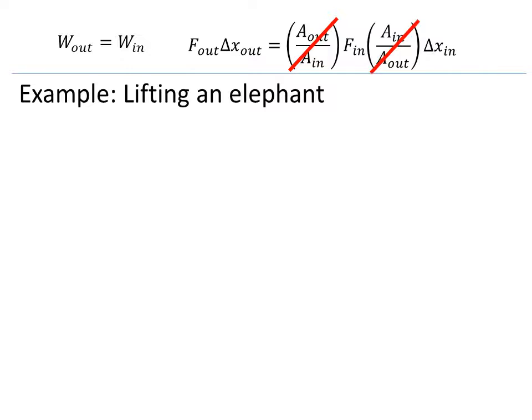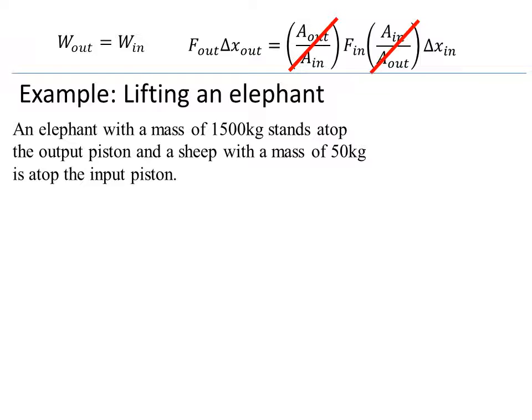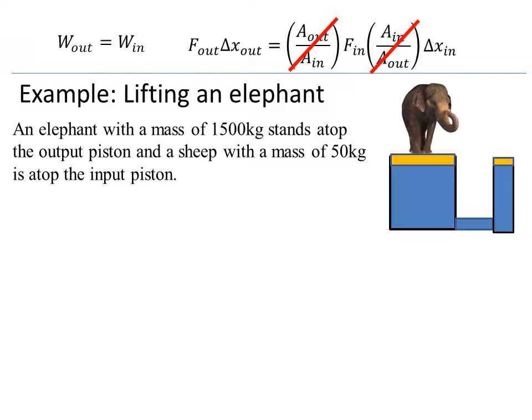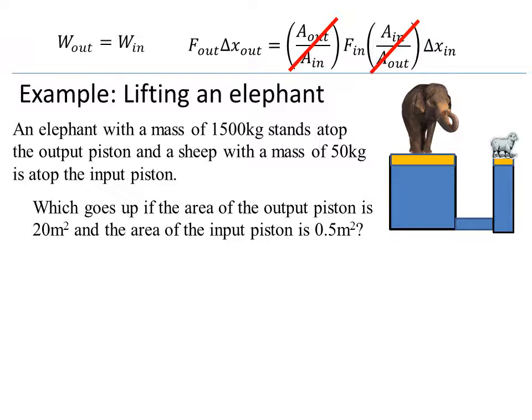Let's look at the example of lifting an elephant. An elephant with a mass of 1,500 kilograms stands atop an output piston, there, and a sheep with a mass of 50 kilograms is atop the input piston, there. So the question is, which goes up if the area of the output piston is 20 meters squared and the area of the input piston is a half meter squared?